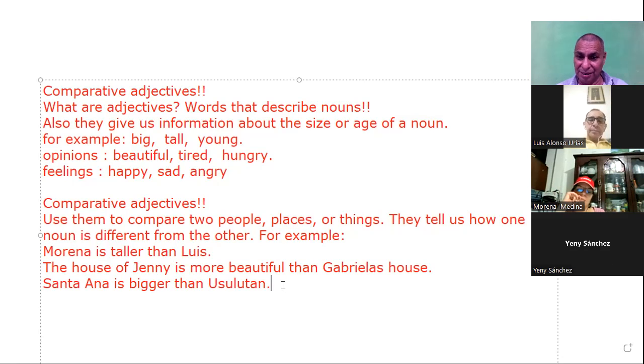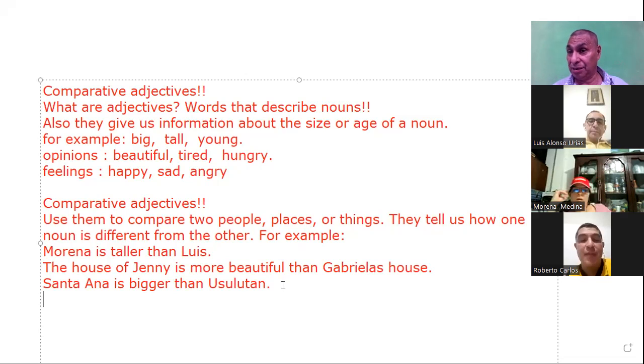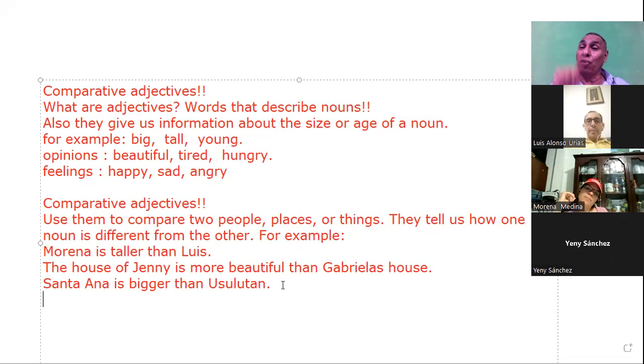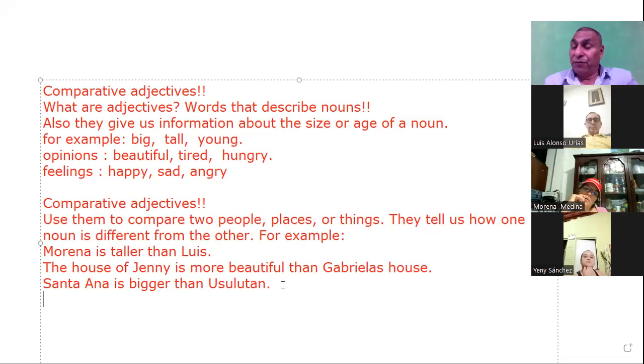Very good. Excellent. So esto es lo que quiero con estos ejemplos, que usted vea que los comparative adjectives me sirven para comparar people, places, and things. And they tell me how one noun is different from the other one. Yes, esas son las dos cosas que quiero que usted aprenda. Me sirven para comparar things, places, and people. Y me dice cómo una cosa es diferente de la otra. That's it. Si lo entendimos eso, we're ready for the next step. Si no, dígame para darle más ejemplos. ¿Estamos bien hasta ahí? Dos cosas. Sí, please, go ahead, please.